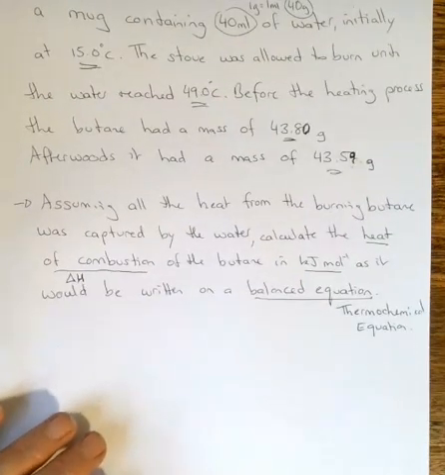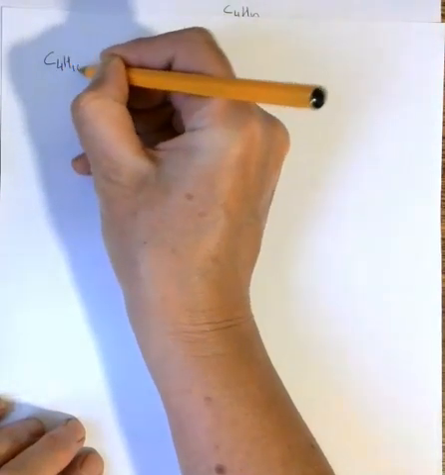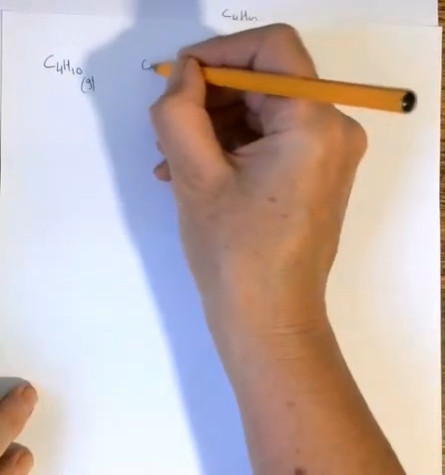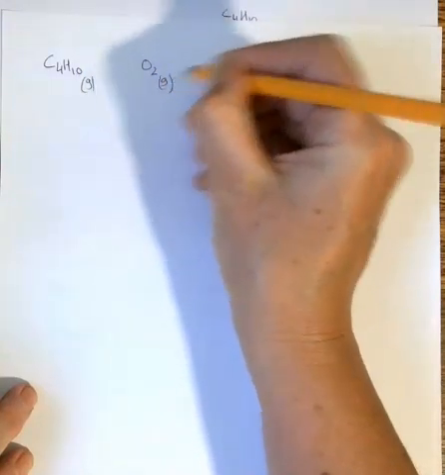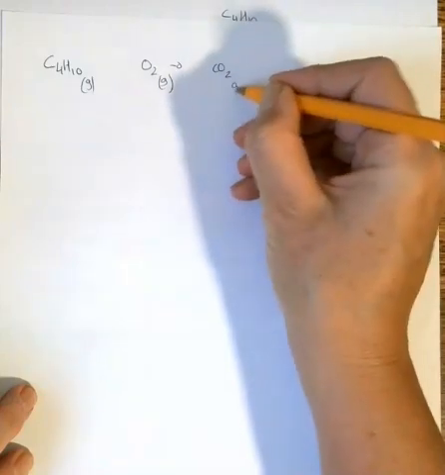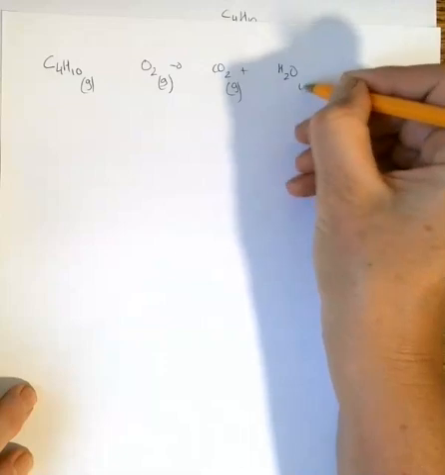So we'll write a balanced equation for butane. Butane is C4H10, and it's a gas. The first 4 alkanes are gases, and then they become liquids. We're always reacting it with oxygen, which is a gas, and you're making a certain amount of carbon dioxide if it's a complete combustion, and a certain amount of water. Water will be in the liquid state.